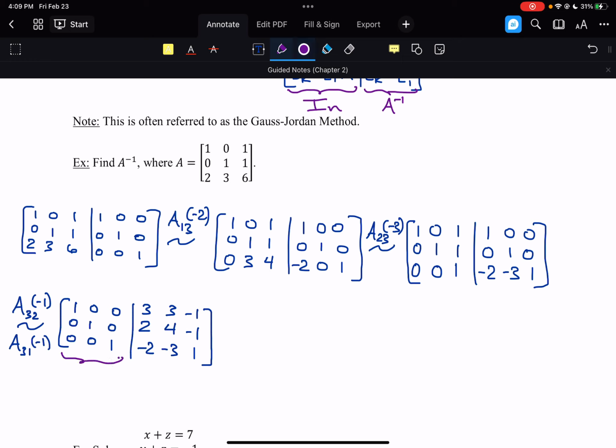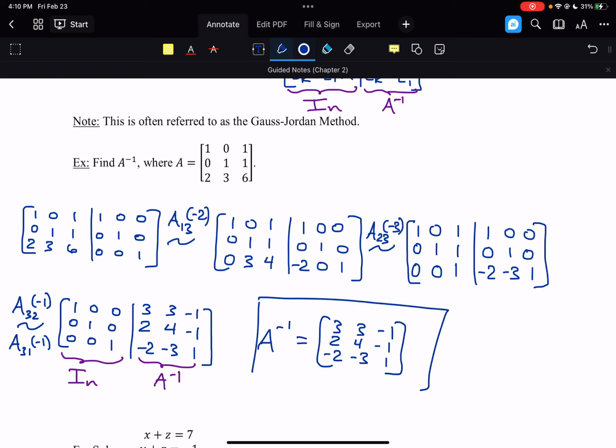And now we've reached this point. This left-hand matrix is the identity now, which means that this one must be the inverse of the original matrix. So A inverse is 3, 3, -1, 2, 4, -1, -2, -3, 1. So this is the process that we have for finding the inverse of a square invertible matrix A.